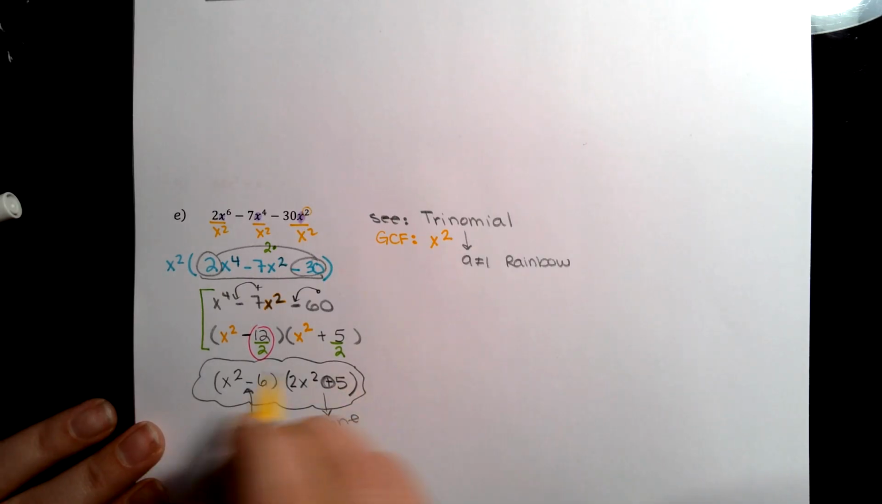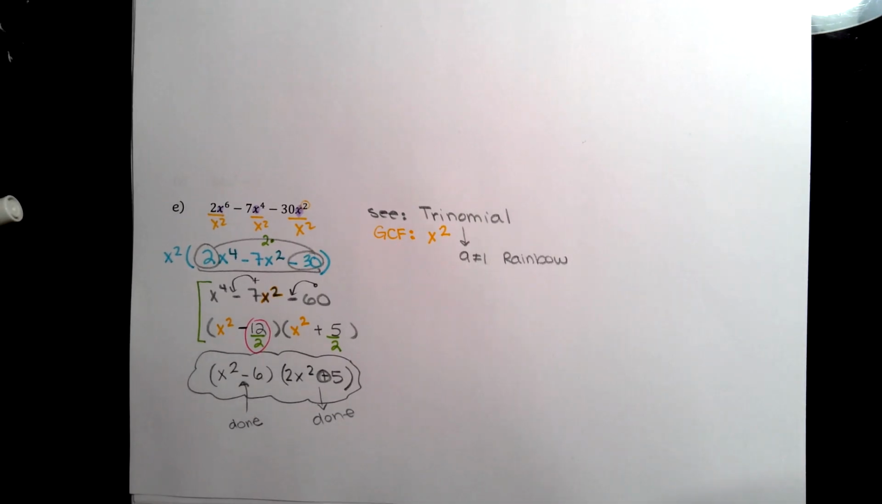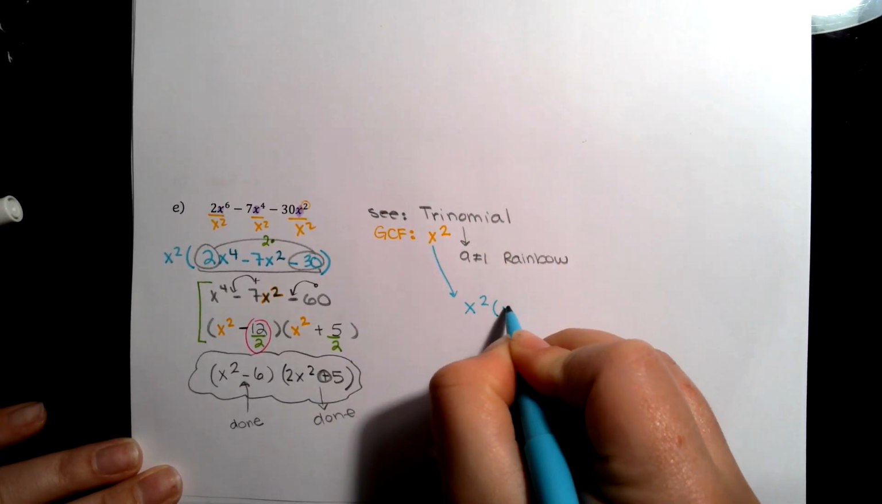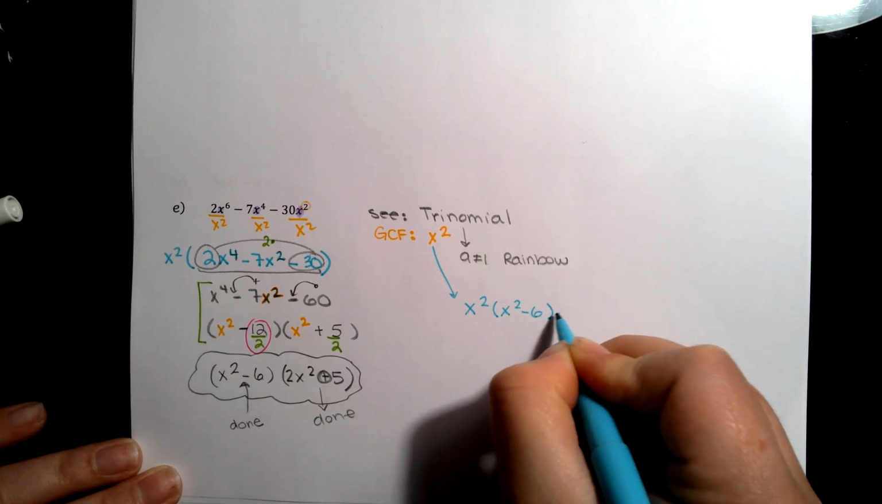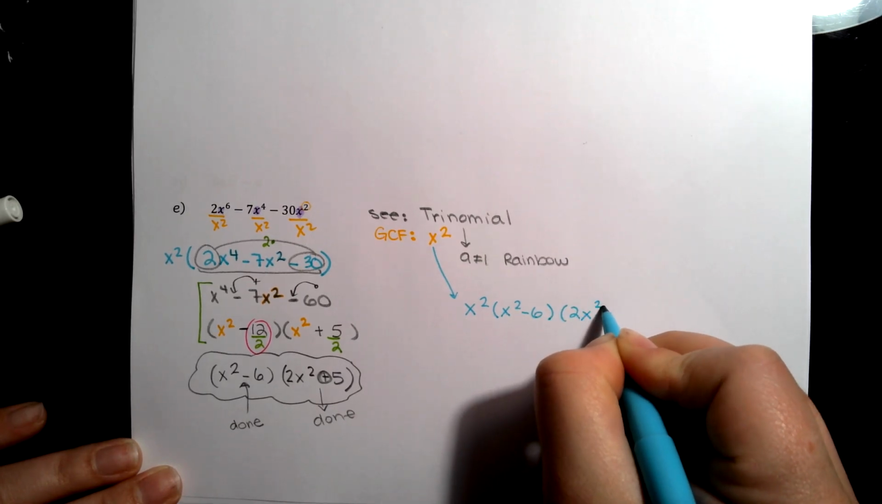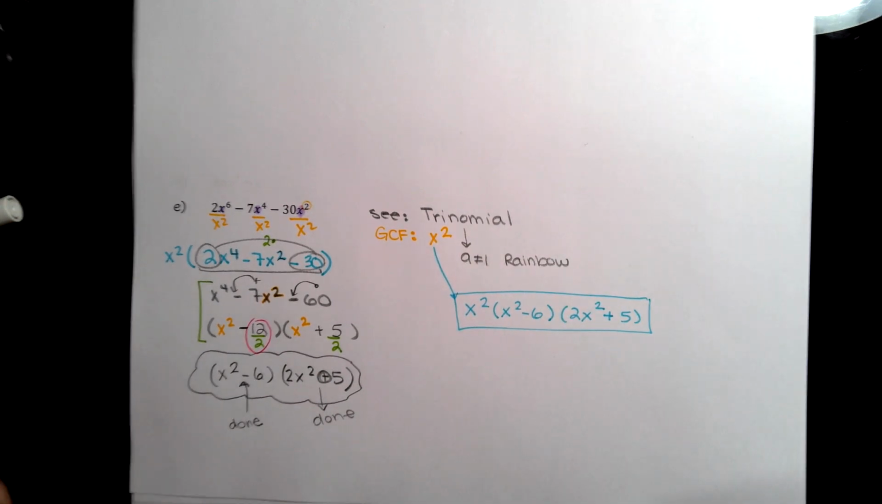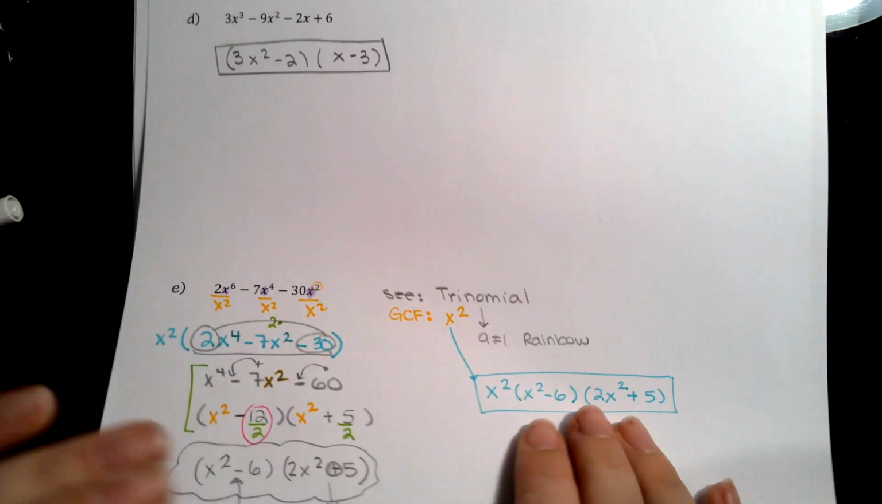Now this is not your answer because we did have a GCF. So combining with our GCF for our answer, we got x squared, open, x squared minus 6, close it, 2x squared plus 5. Okay, moving on.